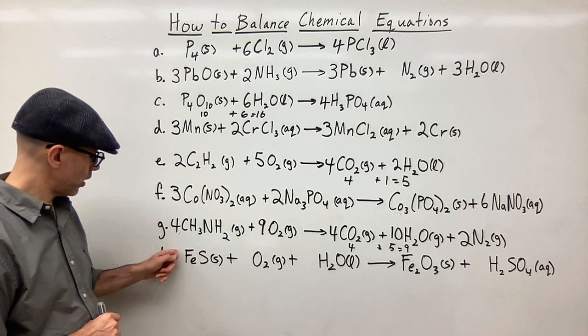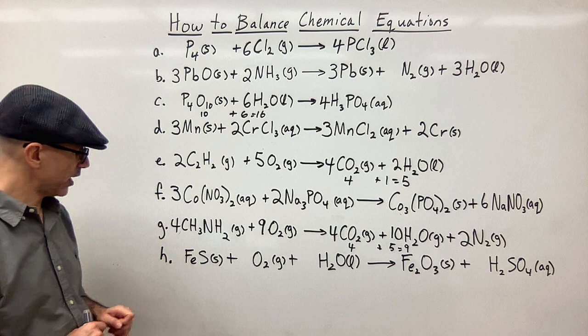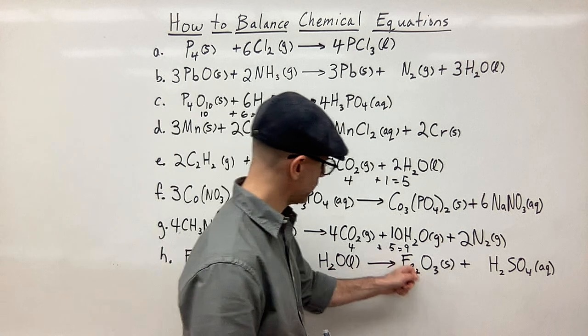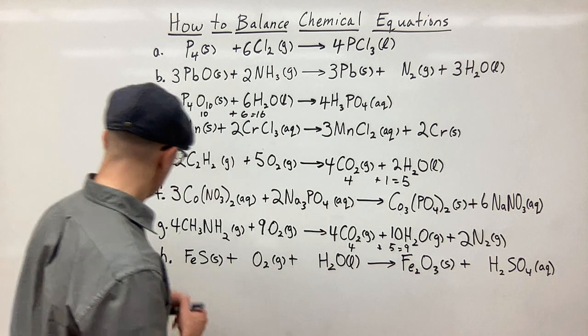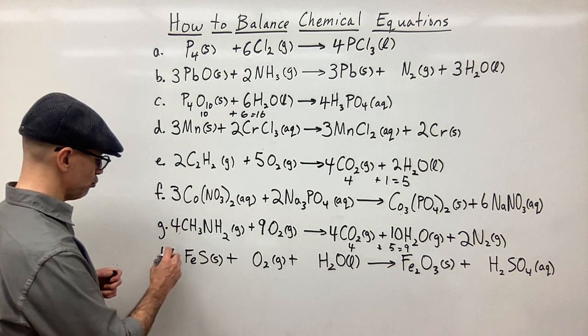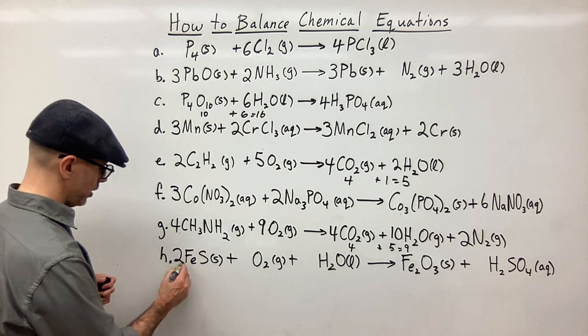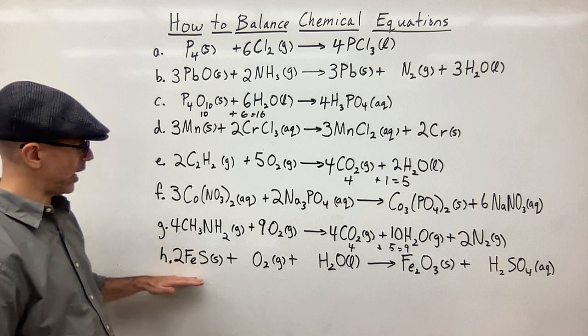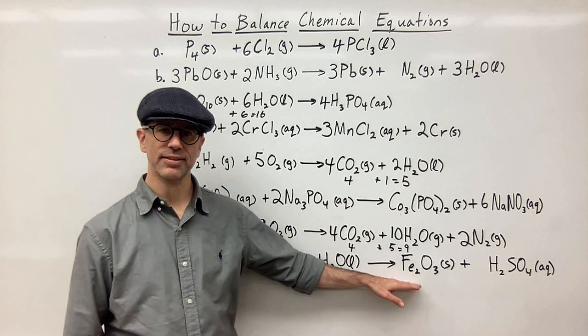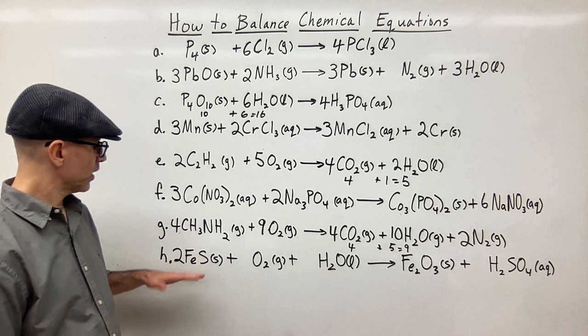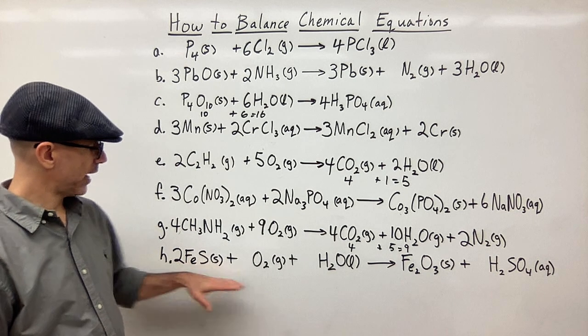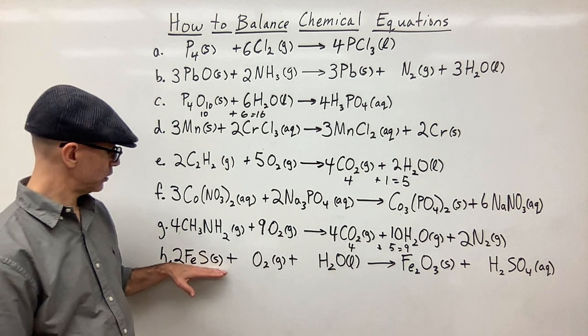So here I have 1 times 1 is 1 iron. Here I have 1 times 2 is 2 irons. So on this side, I'm going to have a 2. So 2 times 1 gives me 2. So now I have 2 irons on both sides. So now, what's next? I have sulfur and hydrogen. So I'll do sulfur first.